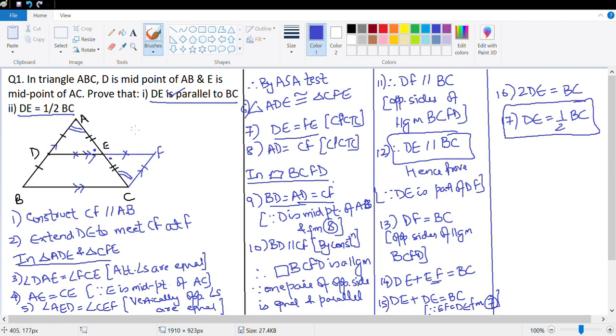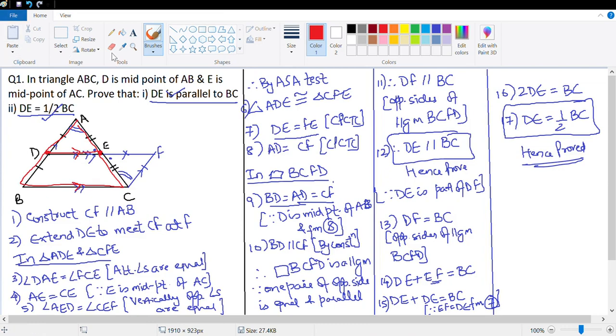Is this what they wanted me to prove? Yes, DE is equal to half BC. So hence proved. So let's look at what we did in this. What we did was, if we had a triangle in which there were 2 midpoints, this midpoint and this midpoint, what we realized is that the line joining the midpoints is parallel to the third side and is half of it. This is what we learned from this question.